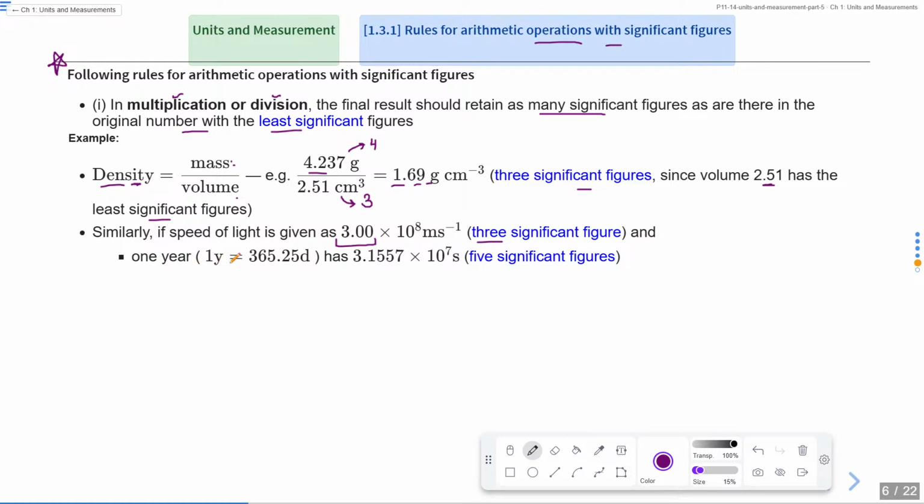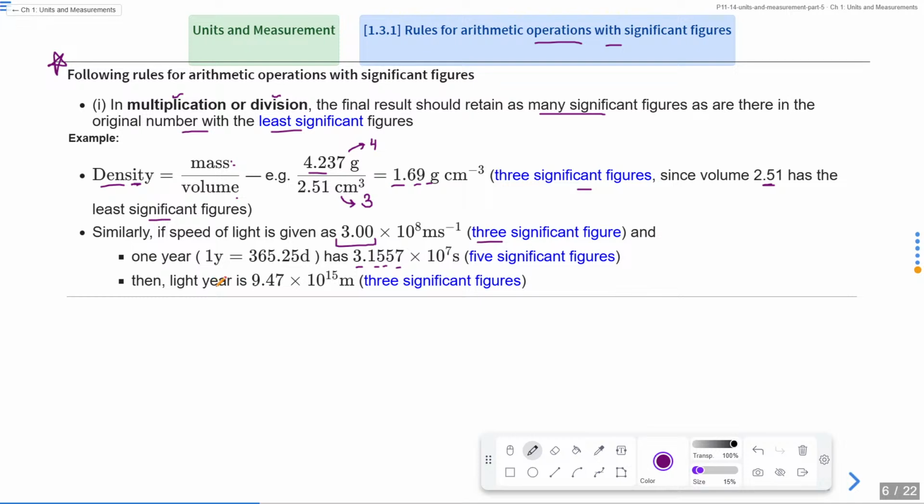So 1 year is 365.25 days, and it has 5 significant figures. So 1 year is having 3.1557 into 10 to the power 7 seconds. That means it has 5 significant figures. So 1 light year is speed of light multiplied by the seconds in 1 year. That would come out to be 9.47 into 10 to the power 15 meter. That is 1 light year.